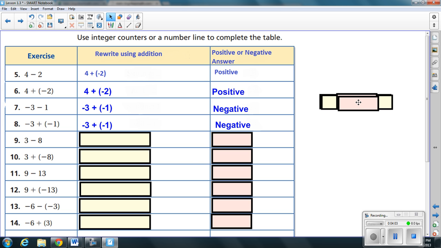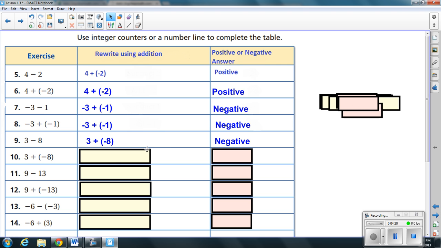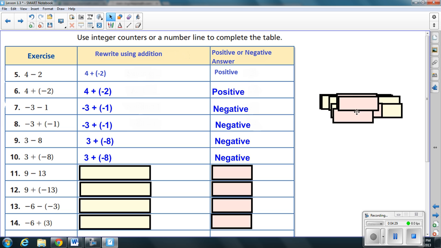All right, number 9, we have 3 minus 8. So that gets rewritten as 3 plus negative 8. And if I were to solve this, my solution would be negative because the absolute value of negative 8 is greater than the absolute value of 3. Okay, here there's already addition in number 10, so we leave the problem as is. And our solution again will be negative since the absolute value of negative 8 is greater.